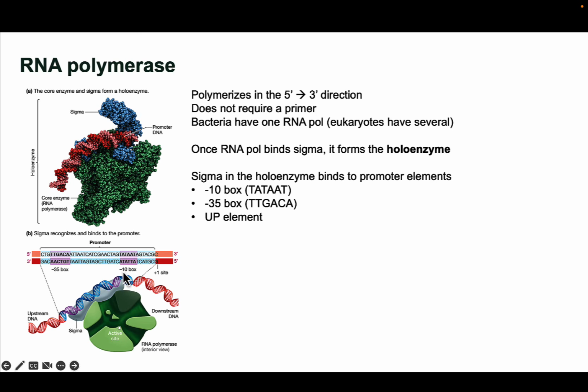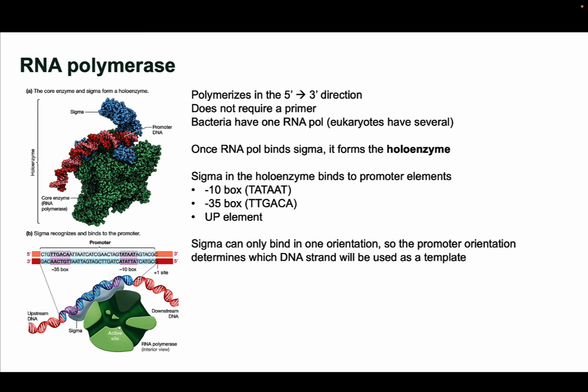So at position -10, working backwards from +1, so 1, 2, 3, 4, 5, 6, 7, 8, 9, 10, we have the -10 box. And this has some conserved sequences being TATAAT, and then 35 base pairs upstream is the -35 box, which is TTGACA. Some bacterial promoters also contain an additional upstream element, literally called the UP element as well. So those can be in bacterial promoters.